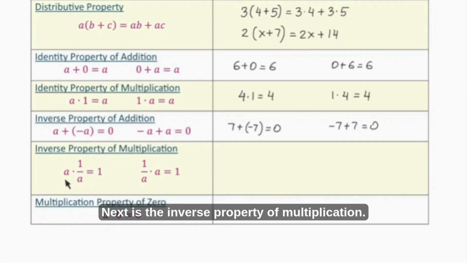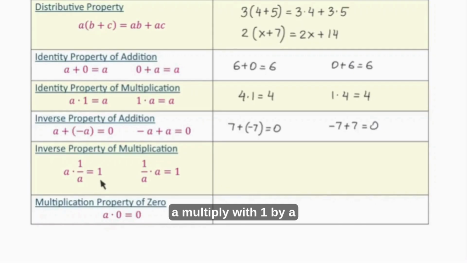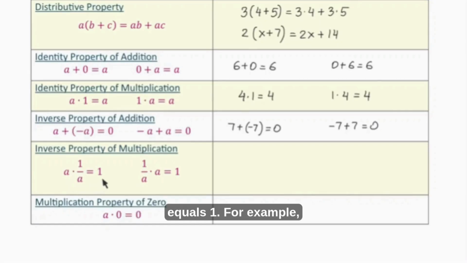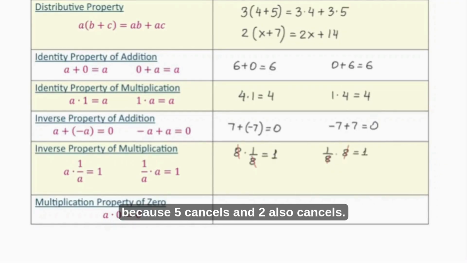Next is the inverse property of multiplication. a multiplied by 1 by a equals 1, and 1 by a multiplied by a is also equal to 1. So the product of a non-zero number and its reciprocal equals 1. For example, 8 times 1 by 8 equals 1 because 8 and 8 cancel. 1 by 8 times 8 is also 1. Another example, 2 by 5 multiplied by 5 by 2 equals 1 because 5 cancels and 2 also cancels.